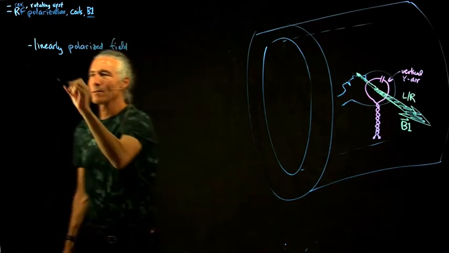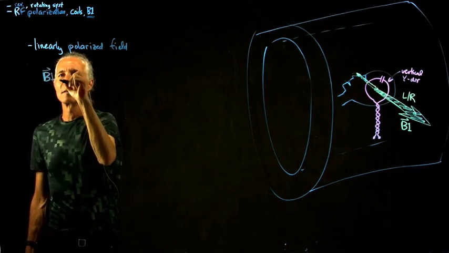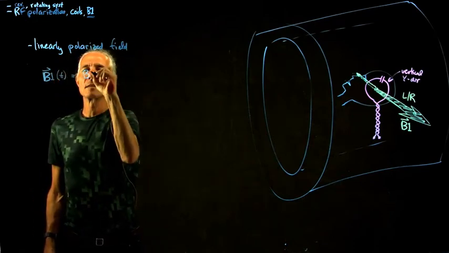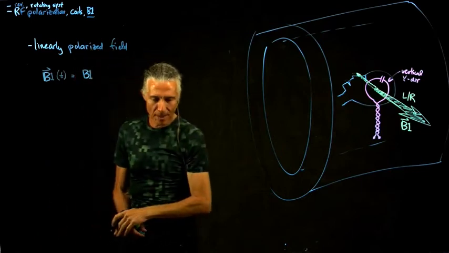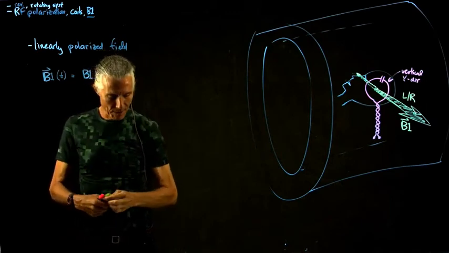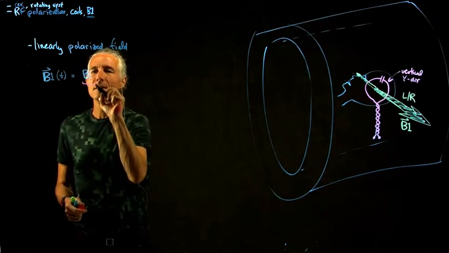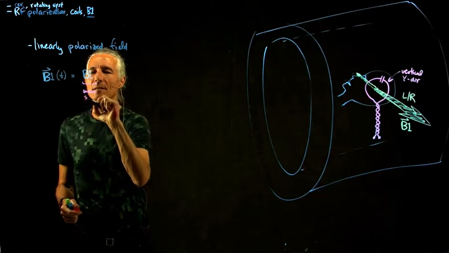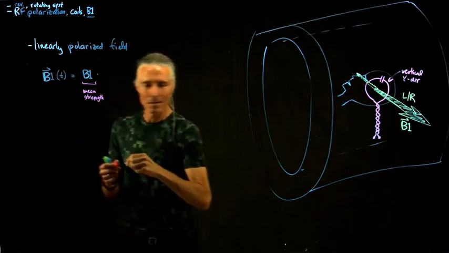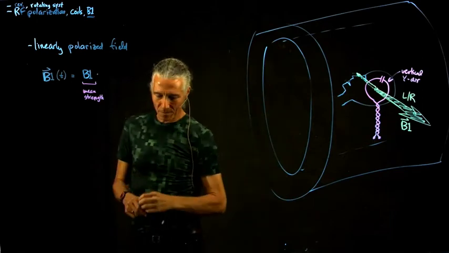The way we write that out is we write the B1 vector at a moment in time as equal to the strength of the B1 field, which is just a number, the mean strength, because at some points the strength is actually zero. Right when it changes to the opposite direction, the strength will be zero. So that's the mean strength.